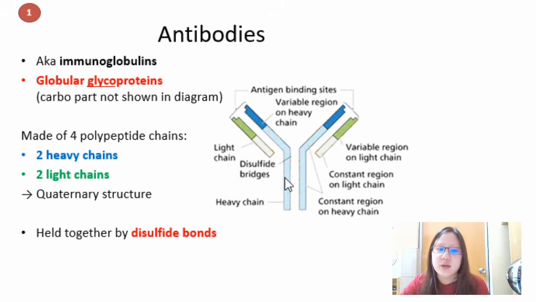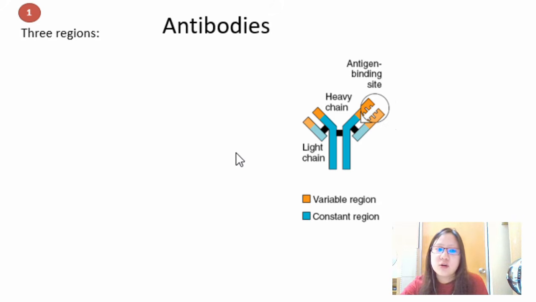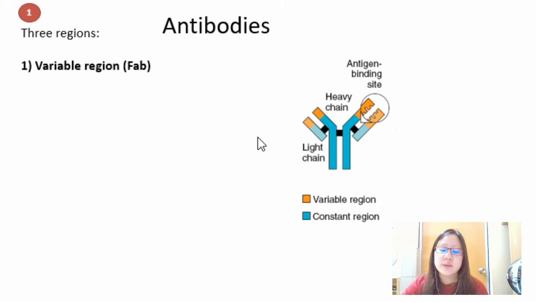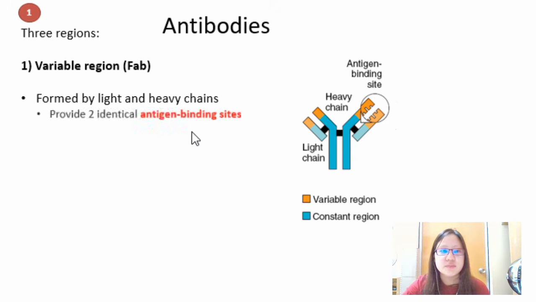How is it held together? It's held together by disulfide bonds which give it stability. There are 3 regions on the antibodies. Number 1 is a variable region. Now, variable region is these parts here in yellow. There is a light chain variable region here, and a heavy chain variable region here and here. So they are formed by both heavy and light chains.